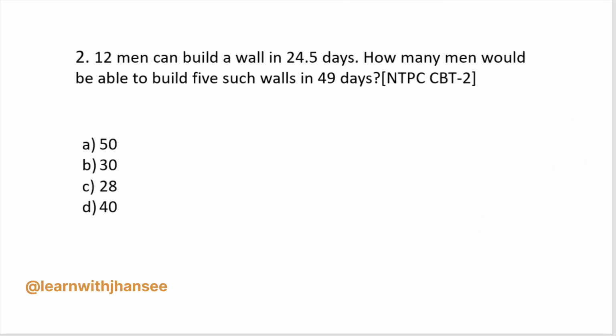Now coming to the second question. Please read this question. 12 men can build a wall in 24.5 days. How many men would be able to build 5 such walls in 49 days? So they are telling us 12 men, and they required 24.5 days to build a wall. So the work is only one wall. He is asking about the men, and 5 such walls, so the work is 5 walls to build. And how many days are given? 49.